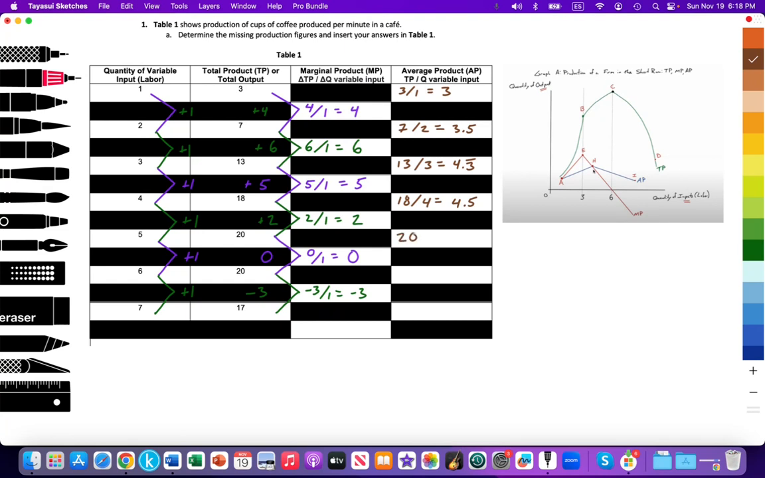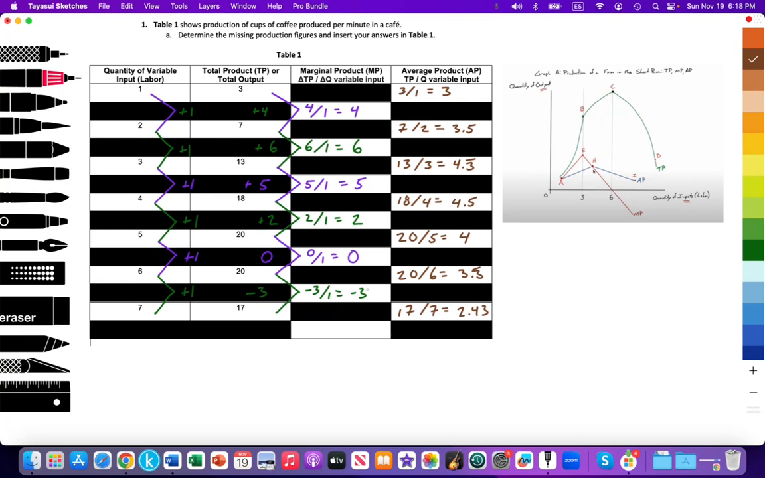Then we get to 20 cups of coffee divided by 5 workers. We get 4. So on average, each person is producing 4 cups of coffee per minute. Then we get to 20 divided by 6. That's 3.3 repeating. So each worker on average is producing 3.3 repeating cups of coffee per minute. And then last, we get 17 divided by 7. That works out to 2.43 if we round to the second decimal place. So on average, each person is producing 2.43 cups of coffee.